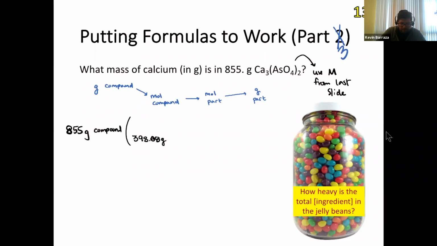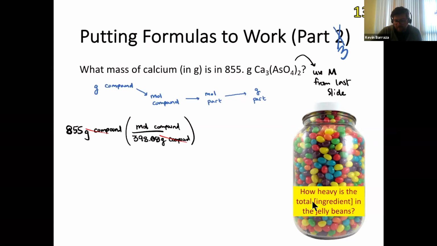398.08 grams per mole. And again, I want to say compound. So this will tell us how many moles of compound are present in my jelly bean box, whatever. So that's going to be our first step. But we don't want to know about the compound. We want to know about a part of the compound.